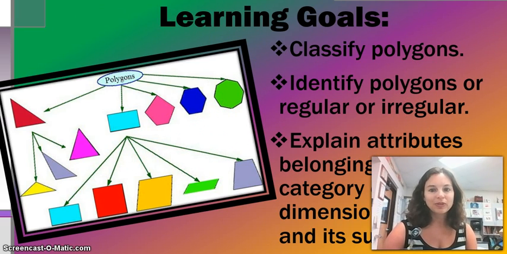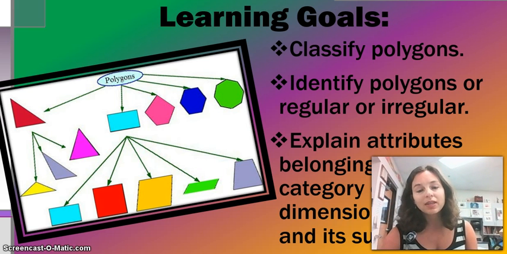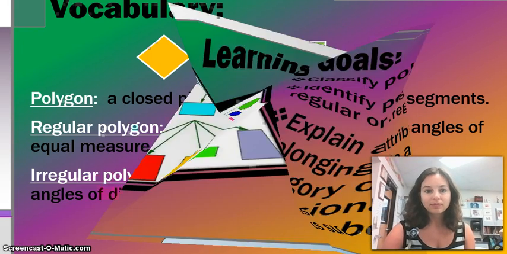Here are some more learning goals. You want to classify polygons, identify polygons as regular or irregular, and explain the attributes belonging to a category of two-dimensional figures and its subcategories. Go ahead and write this down. Pause this video. When you're finished writing all of this down, or if you need to listen to me say it because the square is covering the words, then replay the video. All right, let's move on.